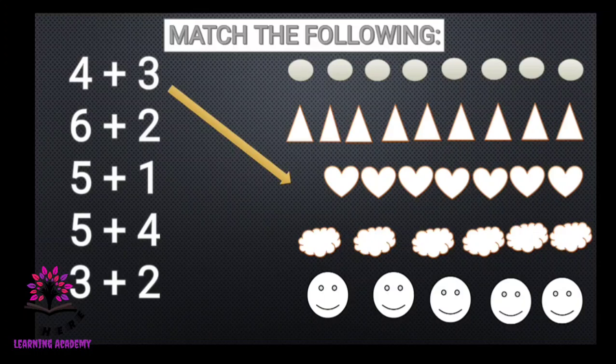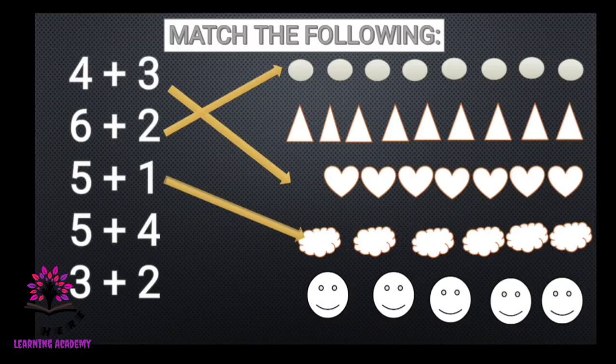See the second one. 6 plus 2. 6 in your mind, 2 in your hands. After 6, 7, 8. Answer is 8. Where is 8? Yes, you're right. There are 8 circles. See the next one, 5 plus 1. 5 in your mind, 1 in your hand. After 5, 6. Where is 6? Yes, you guessed it right. There are 6 clouds.